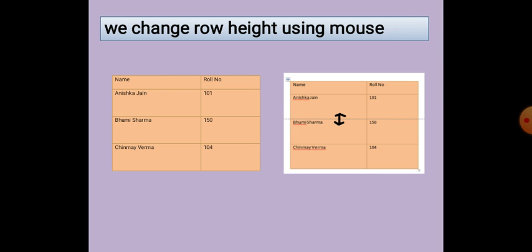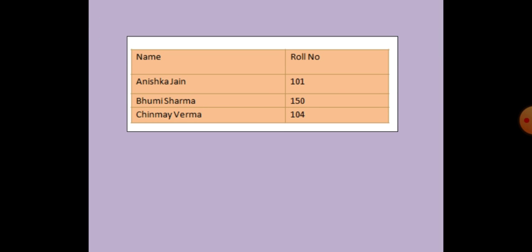Another way is with the help of the mouse. Now we will understand how we can change row height using the mouse. To change any row's height, children, first of all take your mouse pointer to the bottom edge of the row. When the mouse pointer changes into a two-headed arrow, hold down the left button and drag it to the upper side or lower side. Now see, we have just changed the height of the second row where the name is Anishka Jain and roll number is 101.